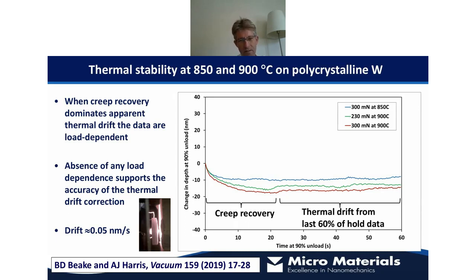So this is an example where this is a small subset of many measurements done where we were able to show that we had basically thermal drift around 0.05 nanometers per second, right up to 950 degrees C across the entire temperature range that was done. So it's basically very thermally stable, and then we can start to look at materials effects.